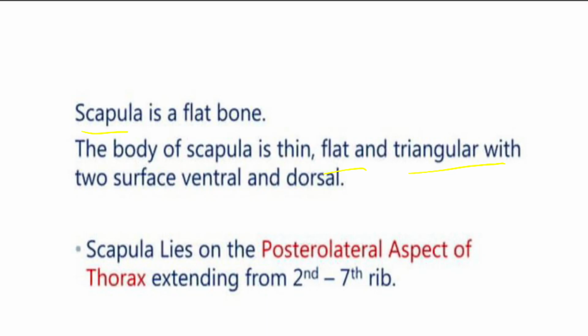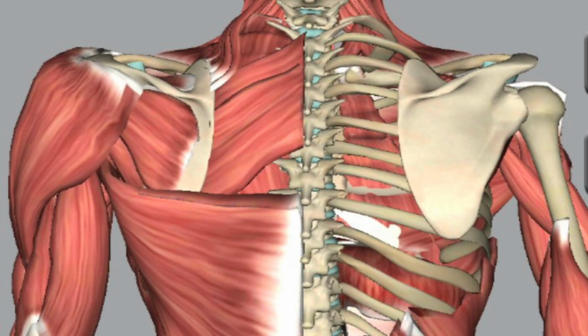Introduction. Scapula is a flat bone. The body of the scapula is thin, flat, and triangular with two surfaces, the ventral surface and the dorsal surface. The scapula lies on the posterolateral aspect of the thorax, extending from the second to the seventh rib. See in this following diagram, it extends from the second rib to the seventh rib.